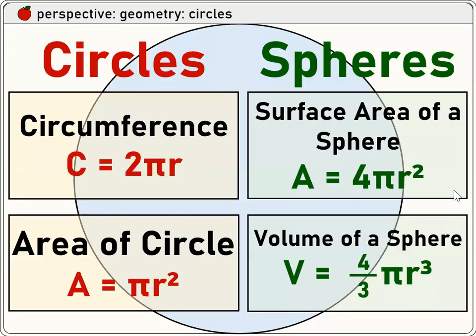Circles and spheres. Good to know these properties. I really think you should know these two yellow boxes: circumference of a circle, area of a circle. If you want to expand your knowledge, next step, how about spheres? The surface area of a sphere and volume of a sphere would probably be good to know. I don't think AP would expect you to necessarily memorize that, but good to know.